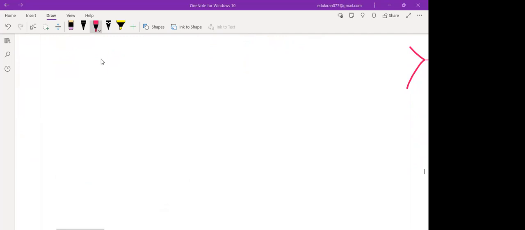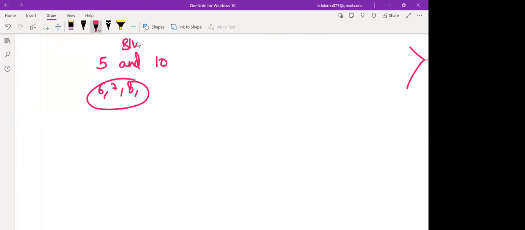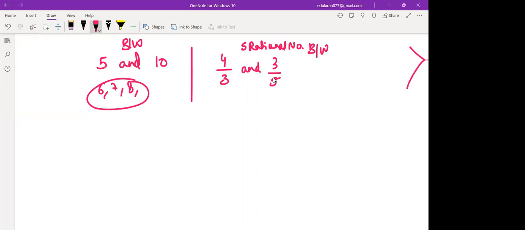For example, if I ask you to find three numbers between 5 and 10, you can easily write 6, 7, 8. These are the three numbers between 5 and 10. But if I ask you this, 4 upon 3 and 3 upon 5, find me the 5 rational numbers between these two, what will be the situation first? Again, you can see the denominators are not same. So first thing, you have to make the denominator same. Clear or not?